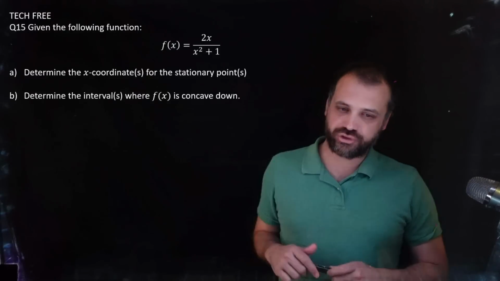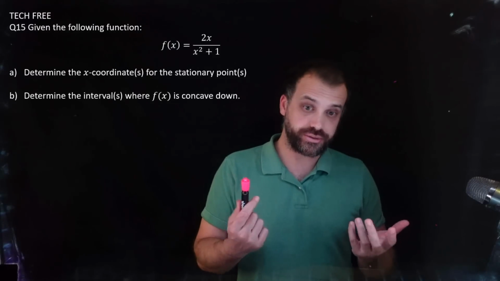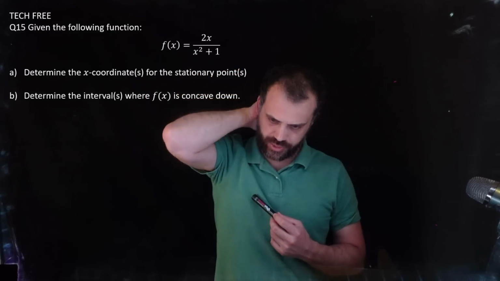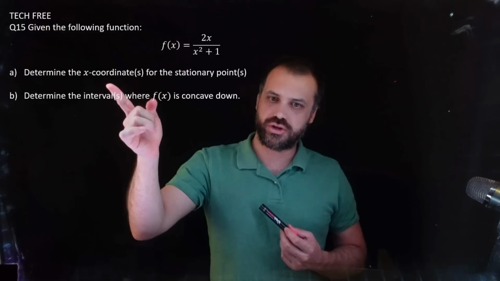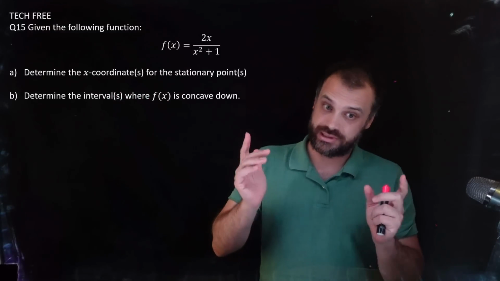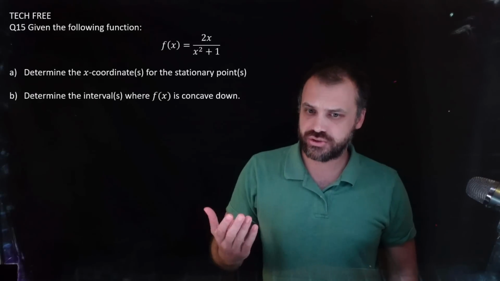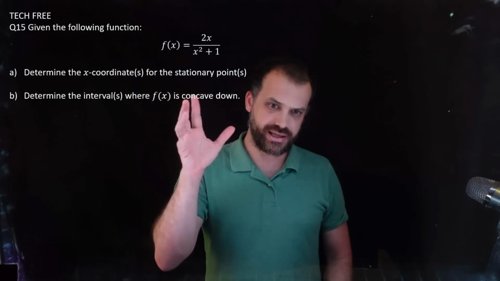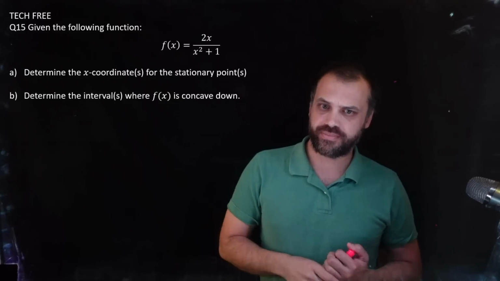All right, here we go. Have a try of this question, and then I'm going to do it. Okay, so we've got a function here, f of x equals 2x on x squared plus 1. The first bit says determine the x coordinate or for the stationary point. There might be one stationary point, there might be more than one, but keep an eye out for this S. It might mean more than one answer.